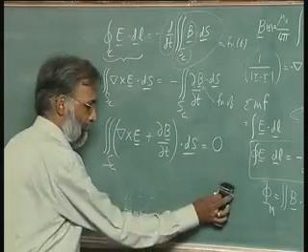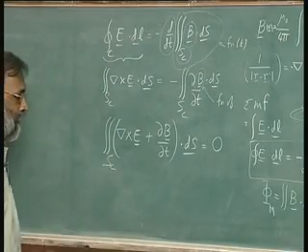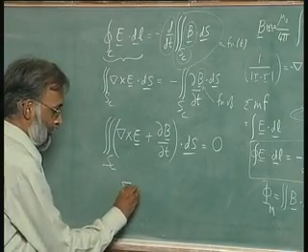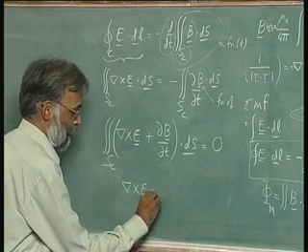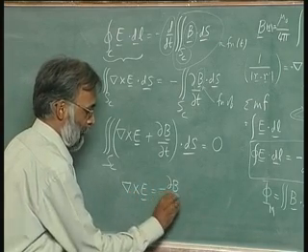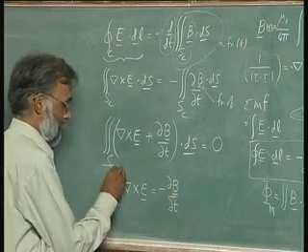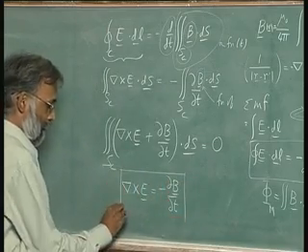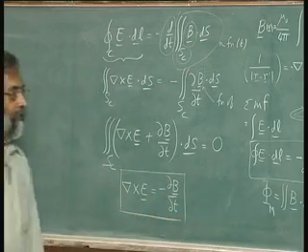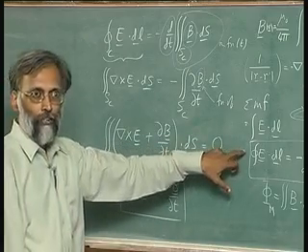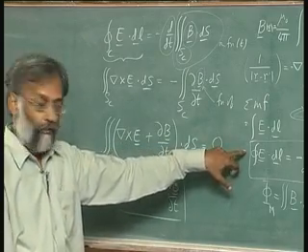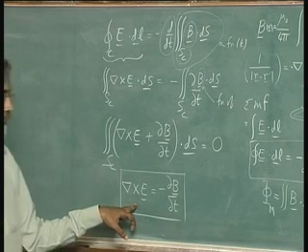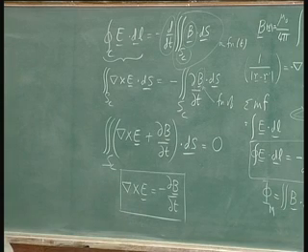So, I can write down my final equation, which is Faraday's law. Curl of E is equal to minus del B del t. So, this is the integral version of this equation, and this is the differential version of this equation.